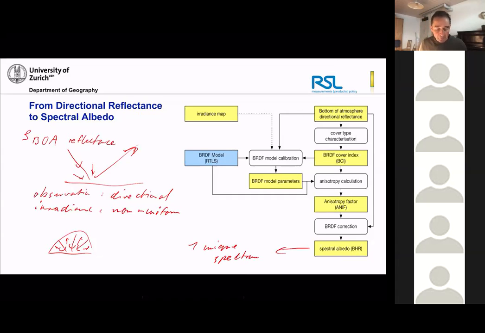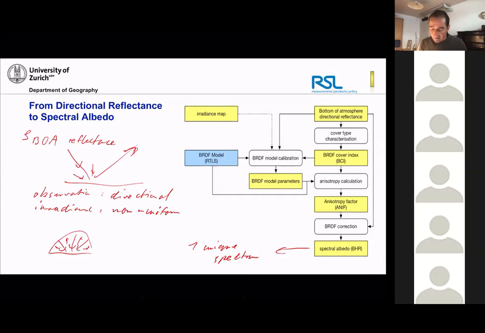Of course, you lose the information given by the directionality. Some objects, like vegetation, carry information where you can use the directionality to get biophysical parameters from it. So that's what you lose if you go for spectral albedo. On the other hand, if you only have one direction of measurements, it's very hard to make use of this directionality for parameter retrieval.